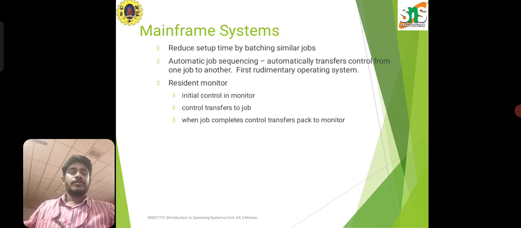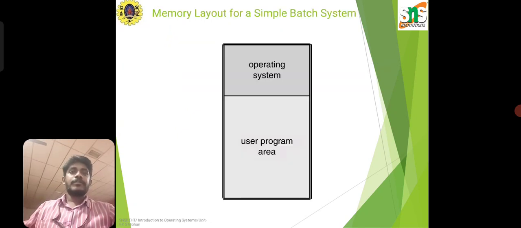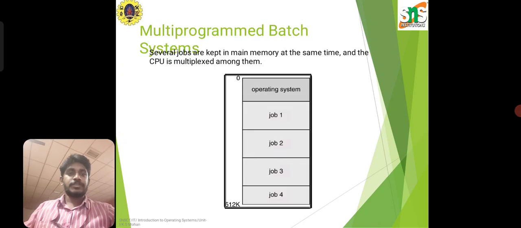We started with the introduction part of our operating system. Then the memory layout for a simple batch system: we can see the operating system and the user program area on the screen. So this is about the basic introductory things.